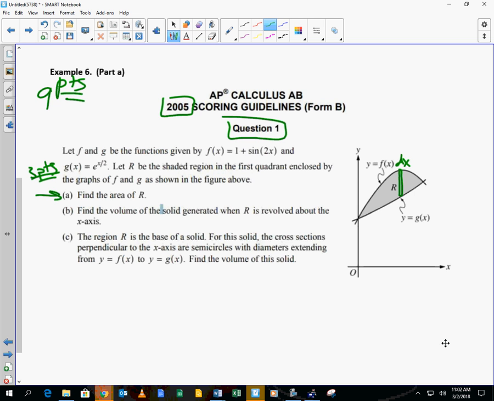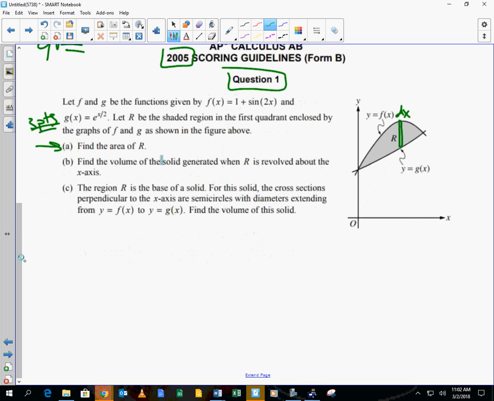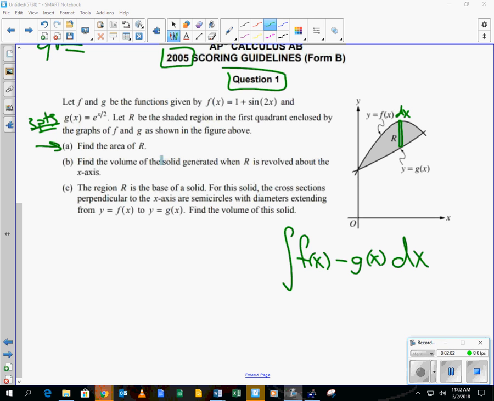And in order to find area between 2 curves, what do you do? You take the top minus the bottom. So all we have to do is write the integral of f of x minus g of x dx. You write that, you probably get a point on the AP exam. Yeah, that's 1 out of 9 right there. There we go. All right. So we got that.